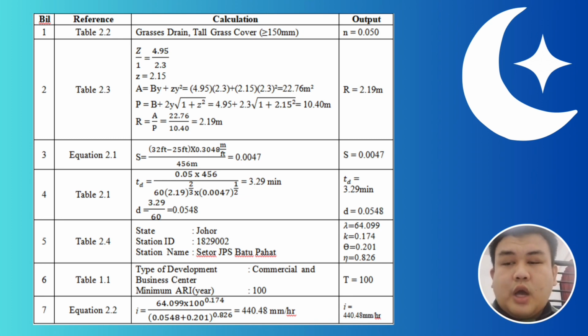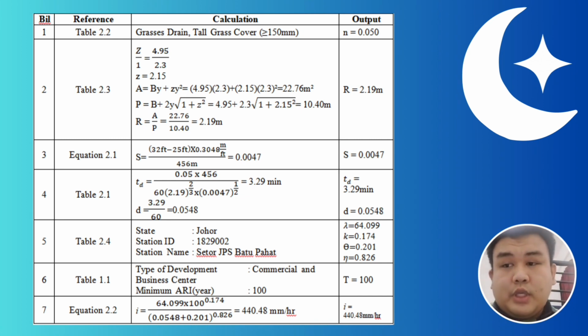We get the highest is 32 and the lowest is 25, and then we change it into the unit of meter, and then divide it by the length of the study area, 456 meter, and then we got 0.047. Into number 4 from table 2.1, travel time in drain, we got the answer 3.29 minutes, and then we need to calculate the storm duration D.